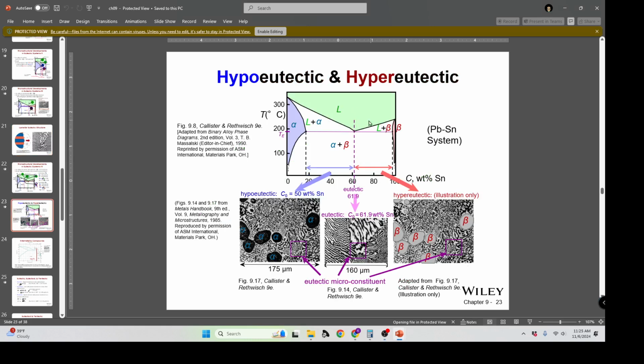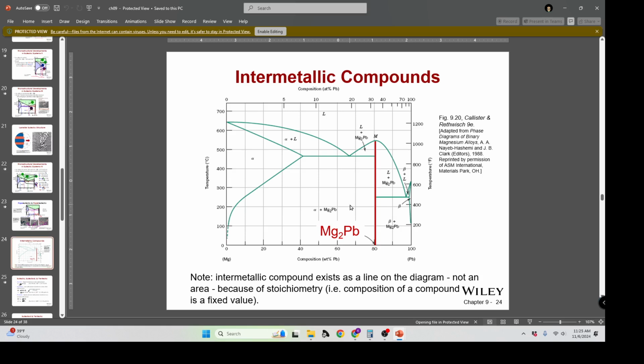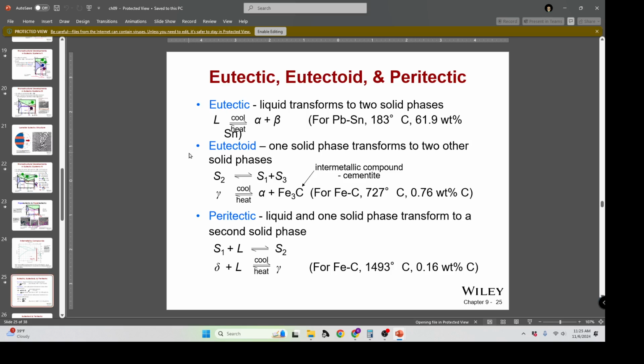Hypereutectic is above the eutectic point. Hypoeutectic is below the eutectic point. So hypoeutectic has more alpha in this case. Hypereutectic has more beta granules in this case. Then we get into more complex versions of phase diagrams and intermetallic compounds and some of those. The key definitions here are important to understand.